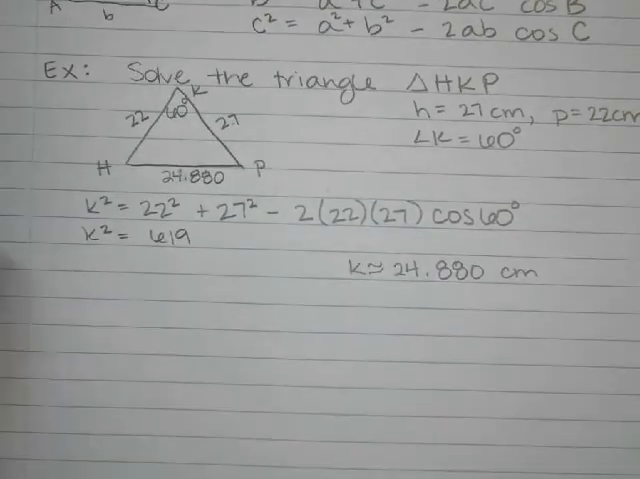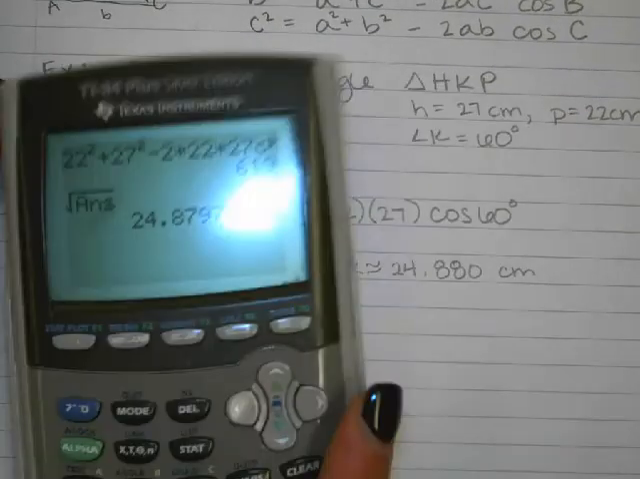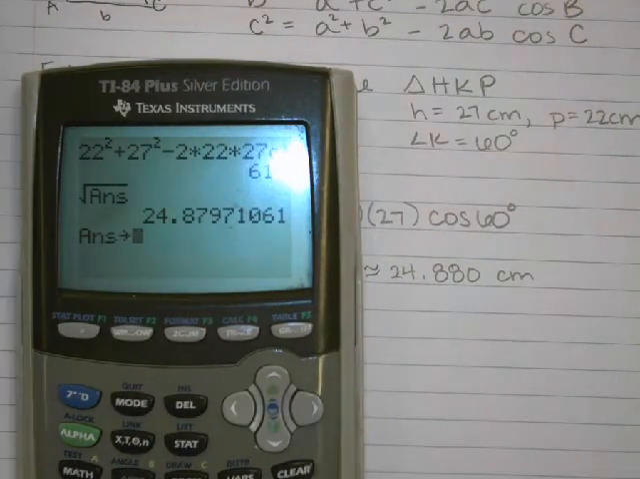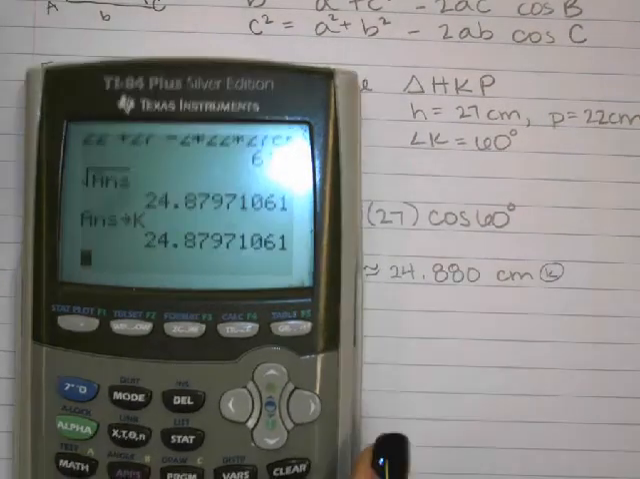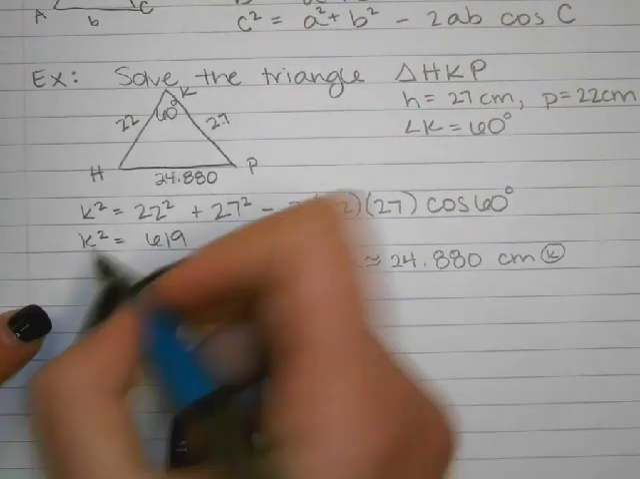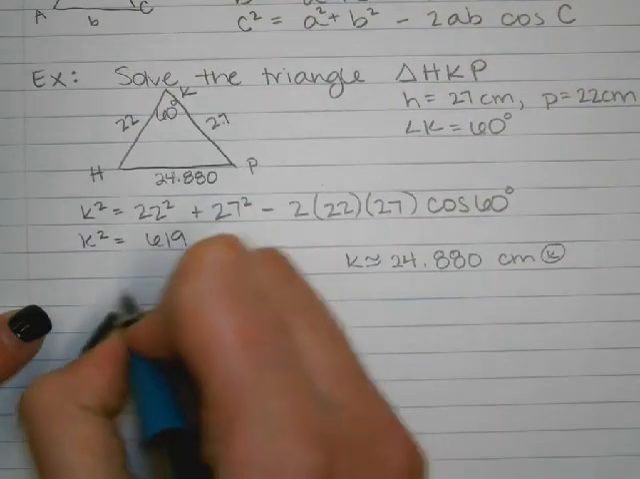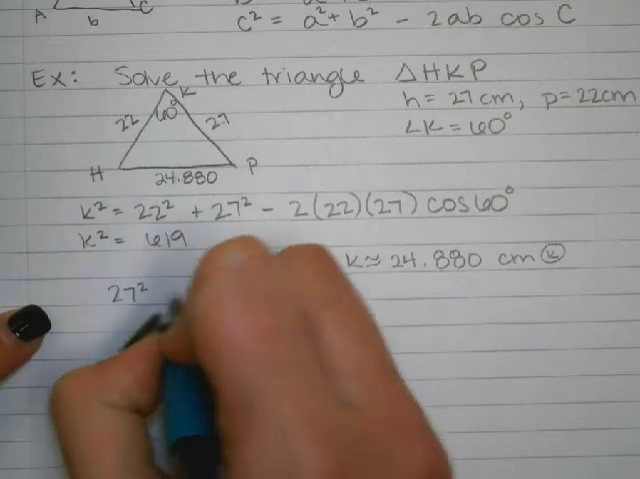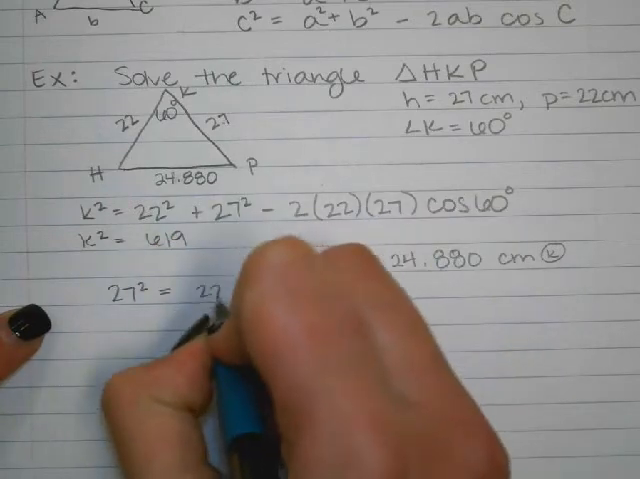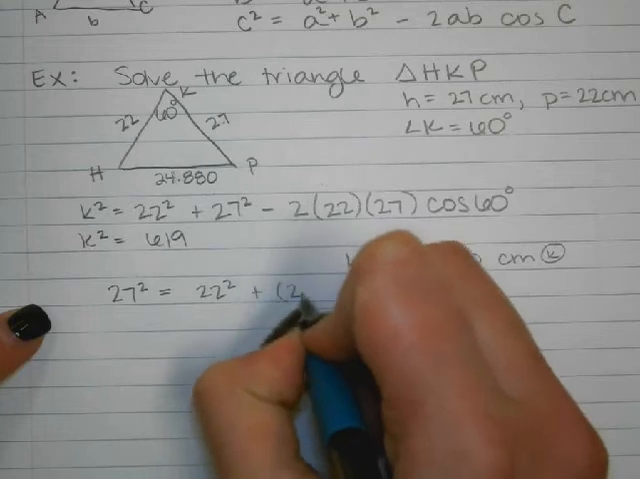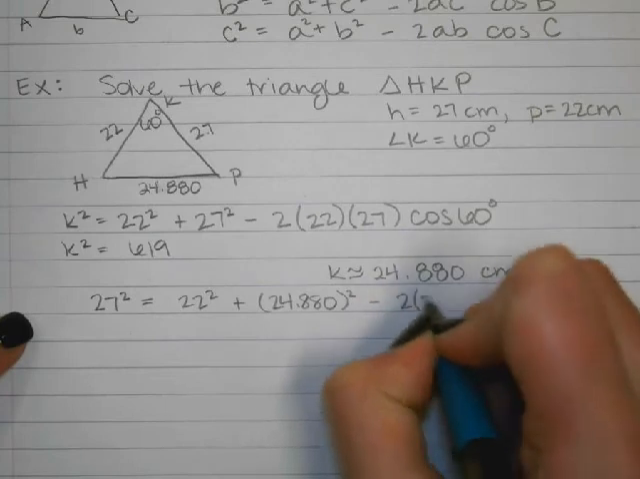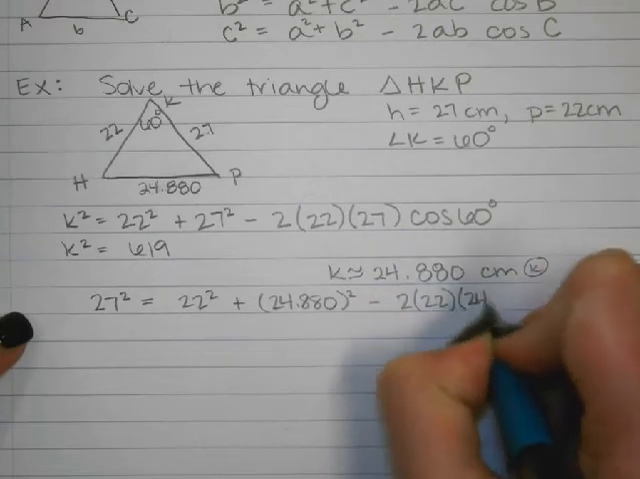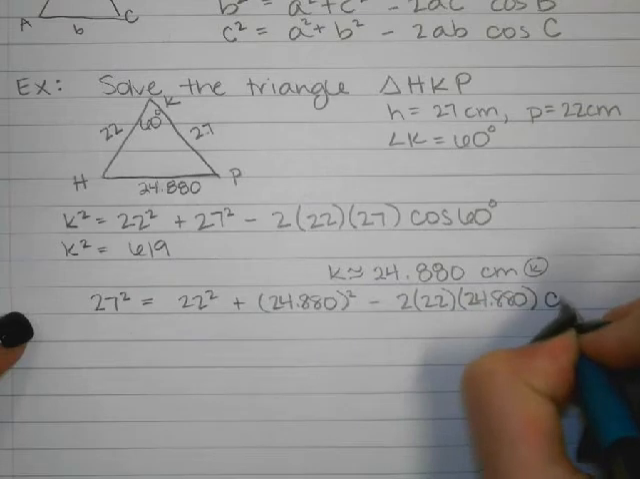So before I move any further, I do need to store this in my calculator. And that's because to find angle H, I'm going to have to use that side. So I'm going to go ahead and store this as K. All right, and so what I'm going to go ahead and do now is I'm going to say side H, which is 27, side H squared equals 22 squared plus 24.880 squared minus 2 times 22 times 24.880 cos H.